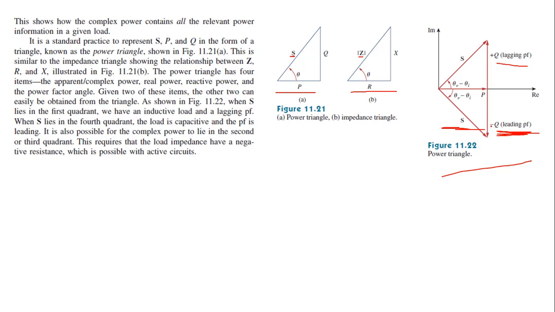This complex power can also take the second and third quadrant, and that is possible only with active circuits. Now we are discussing passive circuits. So this is about the power triangle.